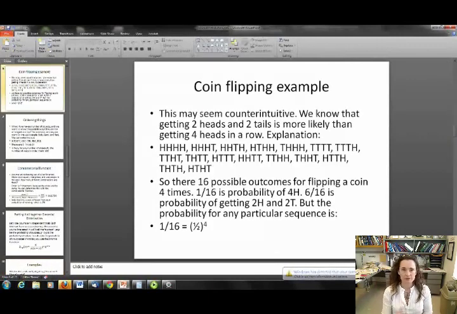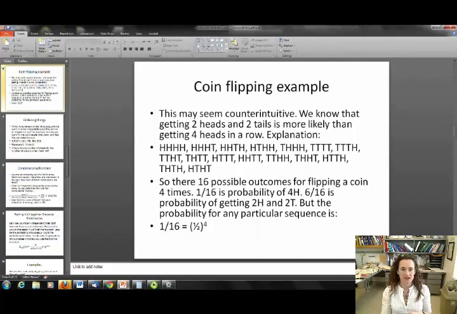Now, this may seem a little counterintuitive because we understand that if you're going to flip a coin 4 times, the probability of getting 2 heads and 2 tails is larger than the probability of getting, say, all heads or all tails. That may seem counterintuitive because you're like, well, heads, heads, tails, tails, that can't possibly have the same probability as getting 4 heads. But in fact, it does. The difference is that there's more ways to get 2 heads and 2 tails.